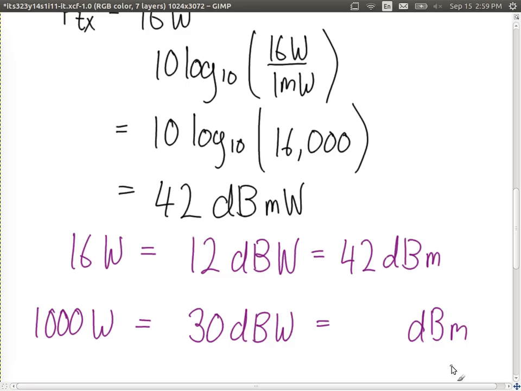Answer, calculator, someone? You don't need a calculator for this one. The beauty of decibels starts to come into play at this point. So 1,000 watts relative to 1 milliwatt. 1,000 watts divided by 1 milliwatt is how much? 1 million. So we take log base 10 of 1 million, which gives us 6, six zeros in 1 million, times by 10 gives us 60 dBm. So 1,000 watts is the same as 30 dBW, which is the same as 60 dBm.